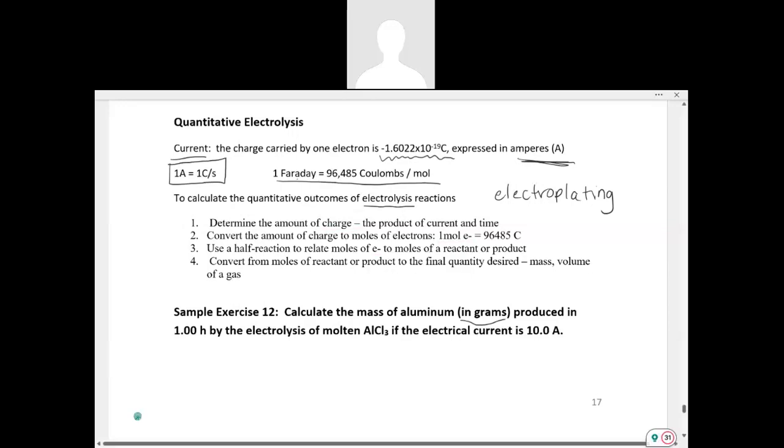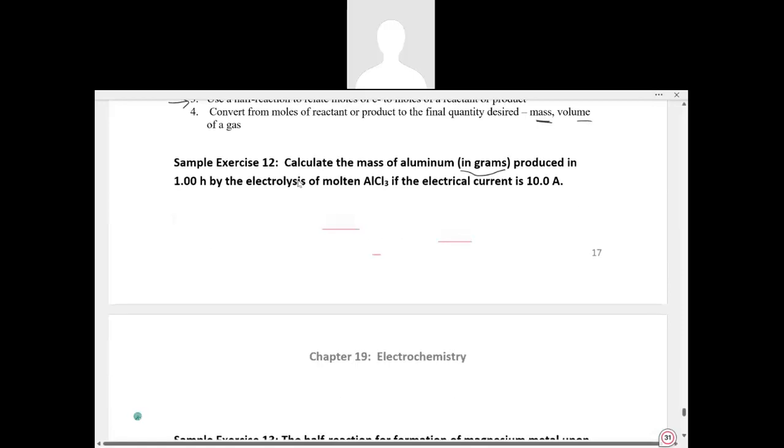We can determine the amount of charge, which would be the product of our current times time. If we multiply amps times time, we get charge in coulombs. Then we can convert our amount of charge to moles of electrons, since 1 mole of electrons is Faraday's constant. We can use the half equations to know how many moles of electrons are being transferred between our reactant and product. And then we can convert from moles of reactant or product to a final quantity, either mass, volume, etc. So let's take a look at this sample exercise 12 and see if we can complete what they ask of us here.